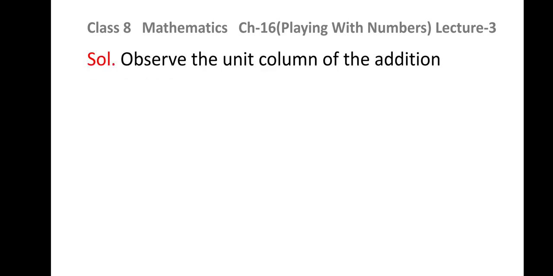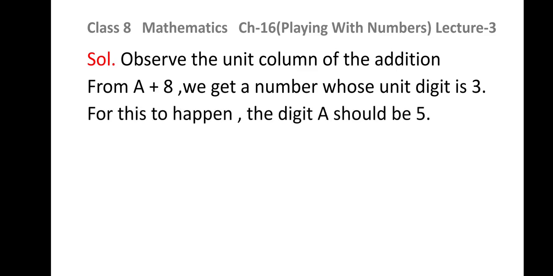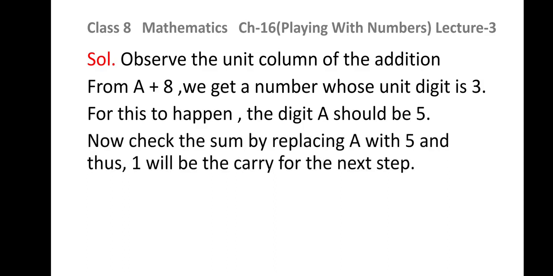So again, observe the unit column of the addition. From A plus 8, we should get a number whose unit digit is 3. And for this to happen, A should be 5. Now check the sum by replacing A with 5, and thus 1 will be carried forward to the next step. So in the next step, 1 plus 4 plus 9 is equal to 14.